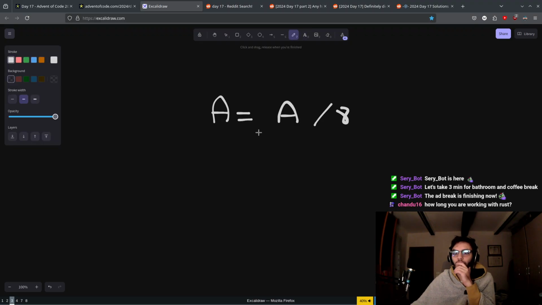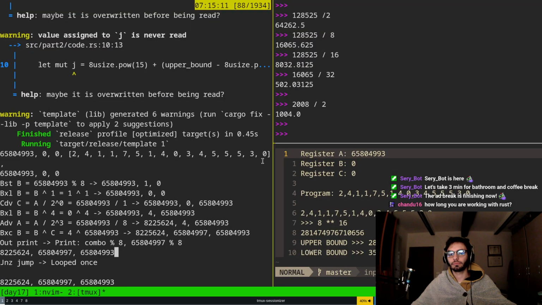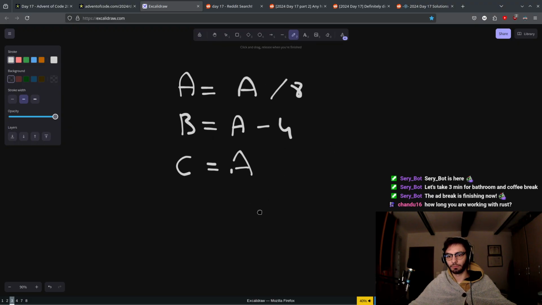So A would be A slash 8. B would be A minus 4. C is A. This is one loop.